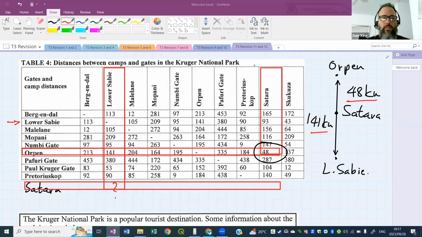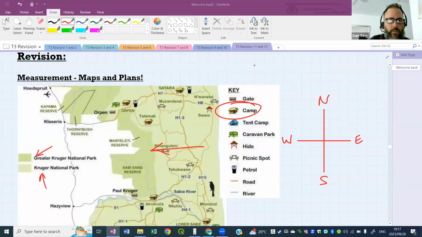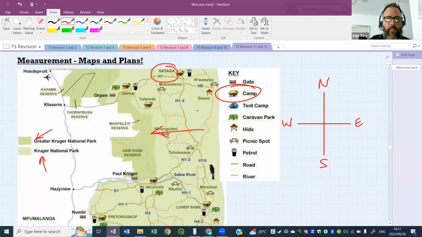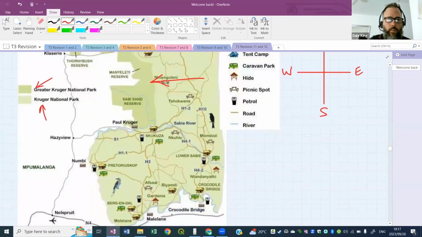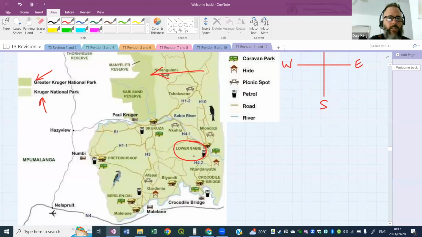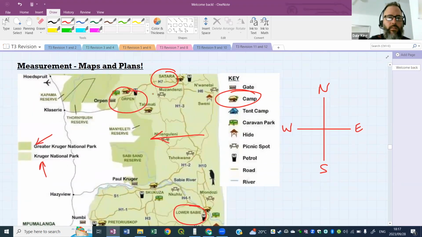Because if you go from Orpin, I wonder if we can confirm it on the map. There's Satara there at the top of the map, and we're going from Orpin. I don't think it's on this map. There's Lower Sabi here. I just don't know where Orpin is. Oh, there it is. Yeah, you'd have to, right? There's Orpin, there's the camp there. If you go from Orpin to Lower Sabi, you could go through this way and then down to the Lower Sabi. You could go past Talamati.